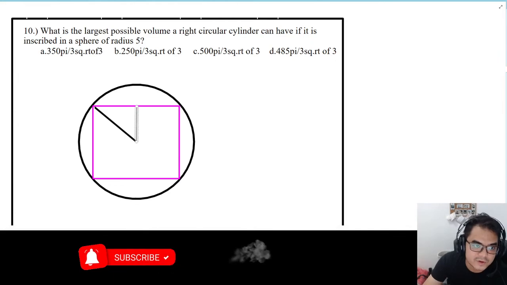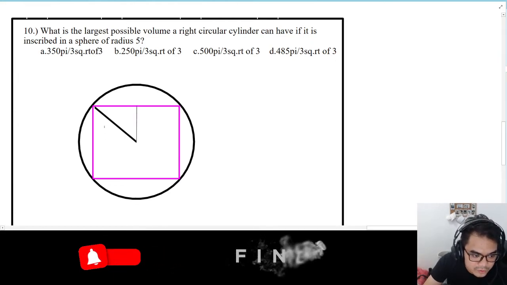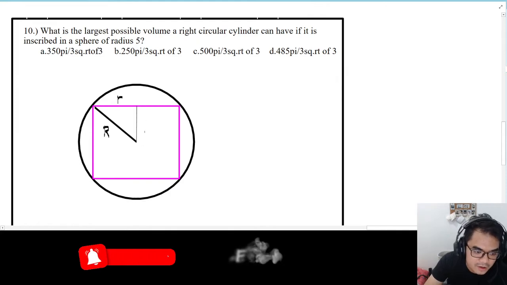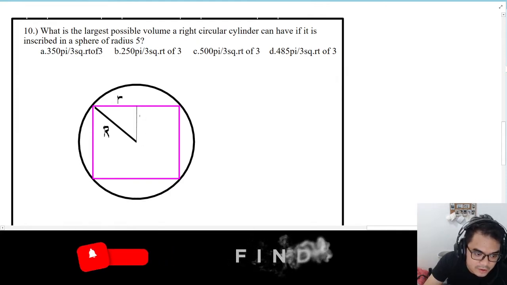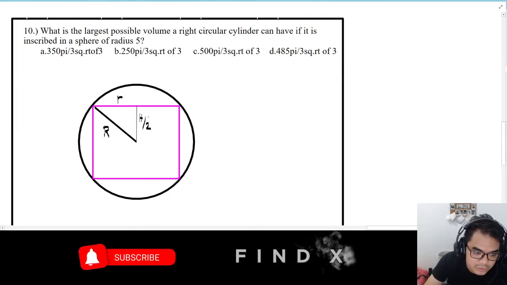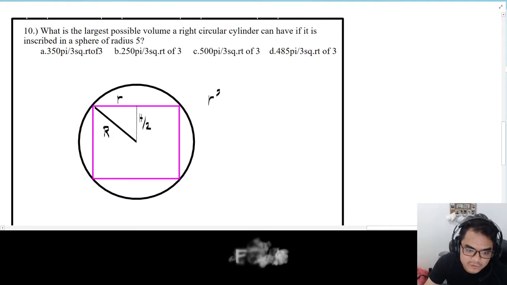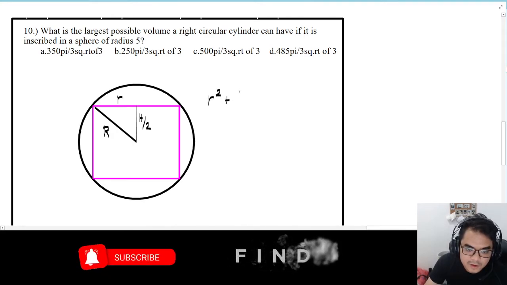So those lines represent what? This is the radius of the sphere, right? And this part will be the radius of the cylinder, and this part will be the height over 2, half of the height of the cylinder. And then from that equation, you'll have r squared plus (h over 2) squared equal to R squared.